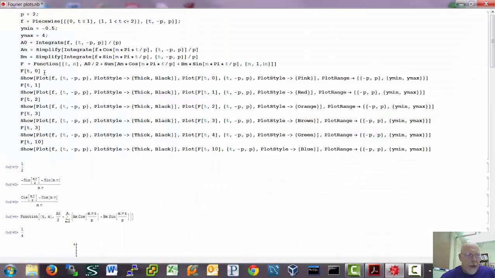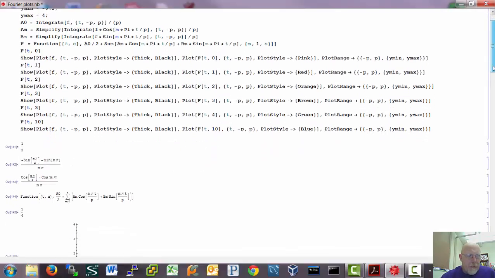Okay? And then what I'm going to do is I'm going to print out this function F for various values of n. And then I'm going to plot that. I'm going to plot the original function f, and then I'm going to plot the Fourier transform of f. And the original function is going to be plotted in black and thick, and then the Fourier transform is going to be plotted in some other color, ranging from pink to blue. So let's see what this looks like.